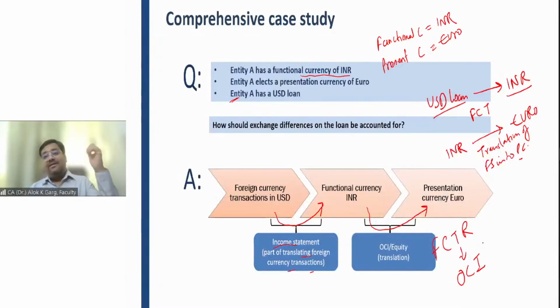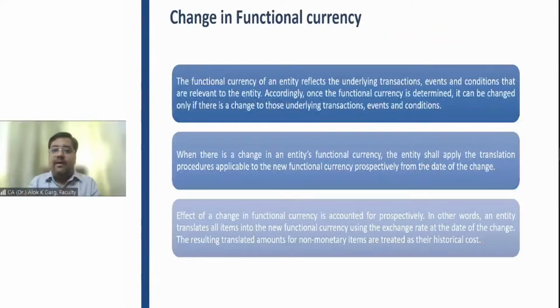In that case, the translation rule of converting to presentation currency will be applicable. Balance sheet item, closing rate; P&L item, average rate, right? Is that clear? And if it is a foreign currency operation, then if it is equity share capital, historical rate; opening retained earning, closing value; profit for the year, average rate. Is that clear?